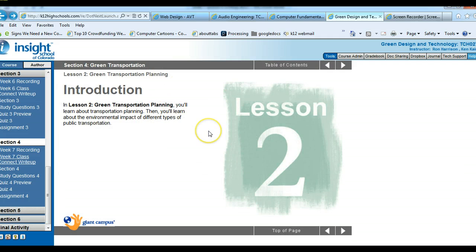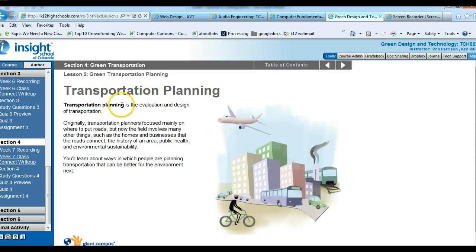So here we are in lesson 2. Now we're going to look at the environmental impact of public transportation. So transportation planning. It used to be that transportation planning was just where you're going to put roads. But now it's, where do people live? Where are the businesses? What roads are going to connect? What is it going to do for public health? Is it environmentally sustainable?